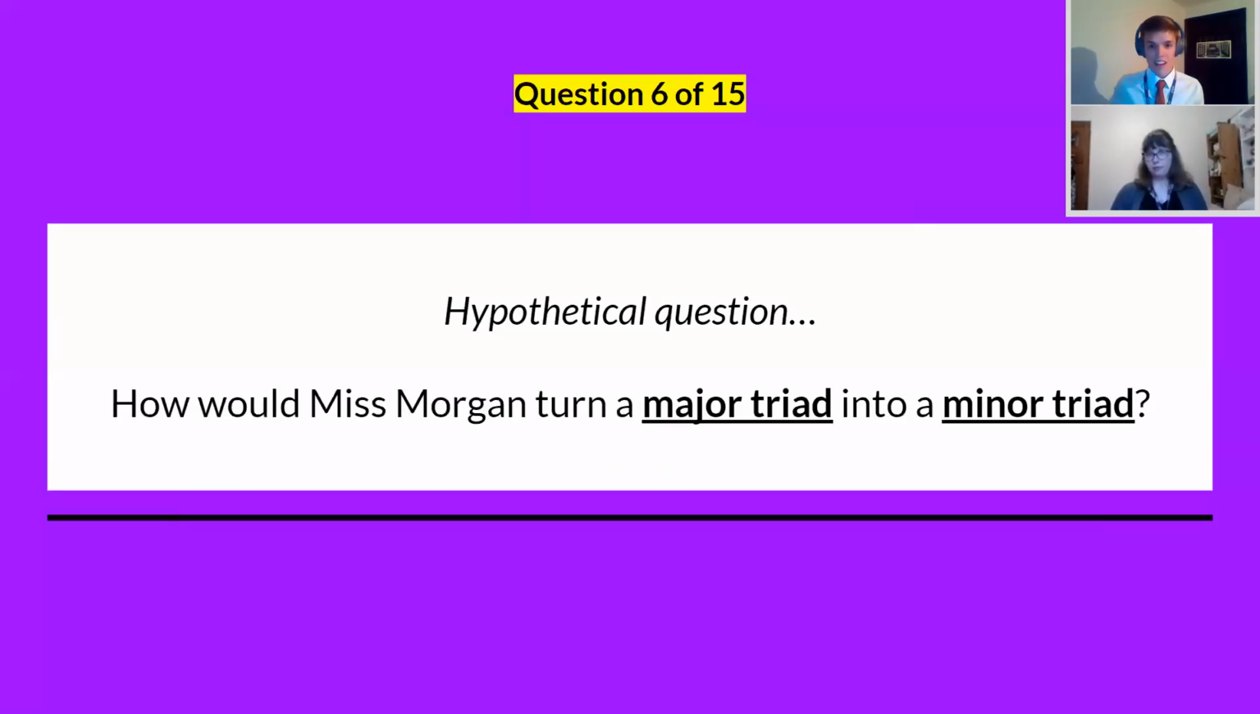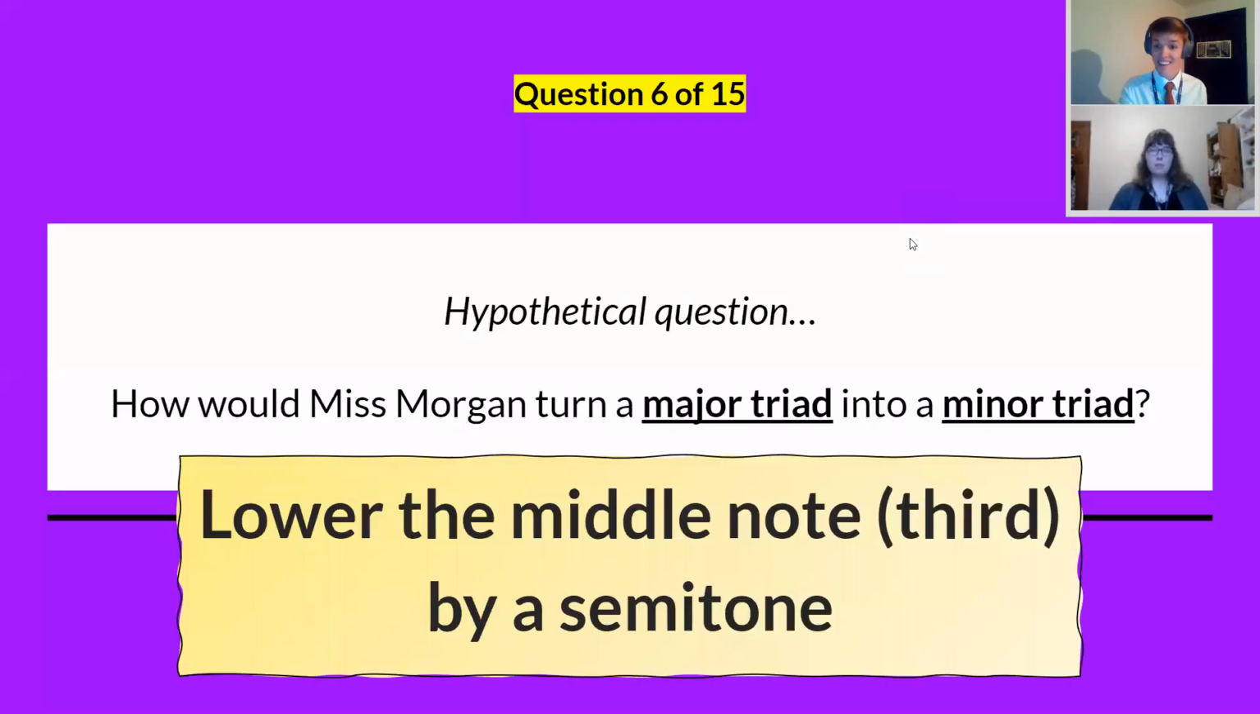So question number 6 was this hypothetical question about Miss Morgan. How would she turn a major triad into a minor triad? Well, Miss Morgan, what would you do? I would lower the middle note by a semitone. Very good. So that turns the interval between the root of the chord and the third from a major third into a minor third, and hence the name major triad versus minor triad.